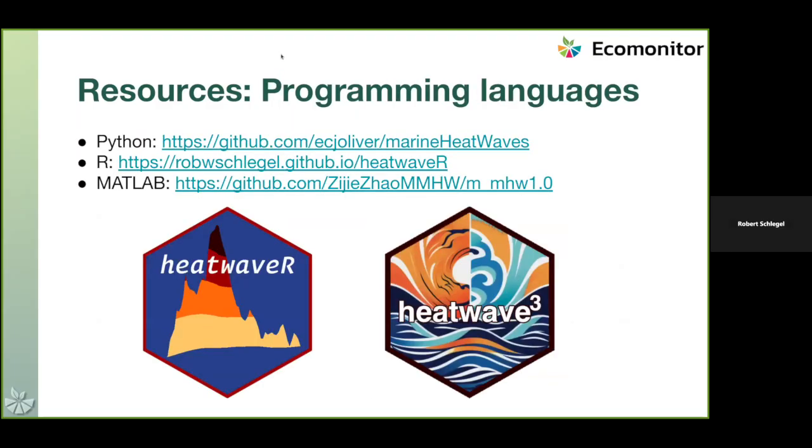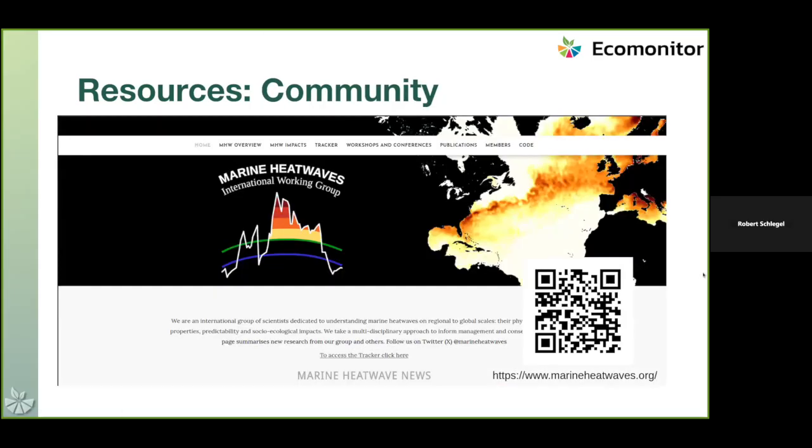If you're interested in calculating or working with marine heat wave statistics yourself, it is available. There's a library available in all 3 of the major programming languages used in science: Python, R, and MATLAB. I am the maintainer and lead author of the R iteration of the library. So if you go to the GitHub and post any issues, it will likely be me that you're talking to. So please be very friendly.